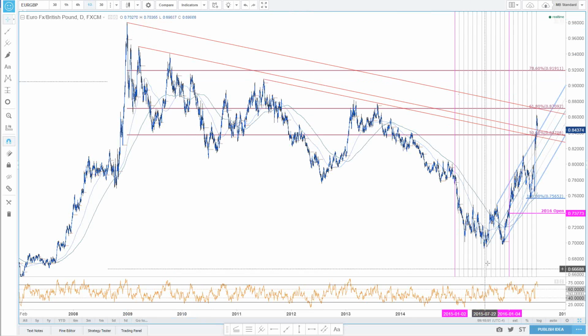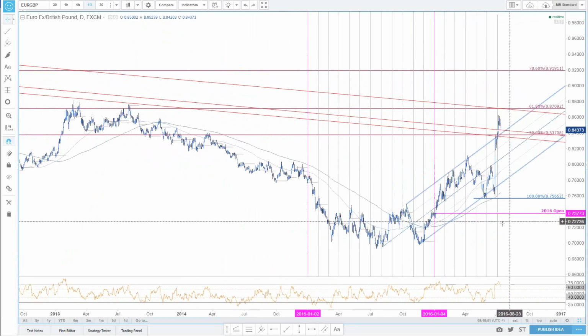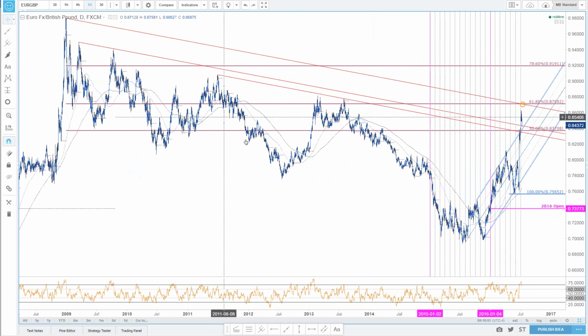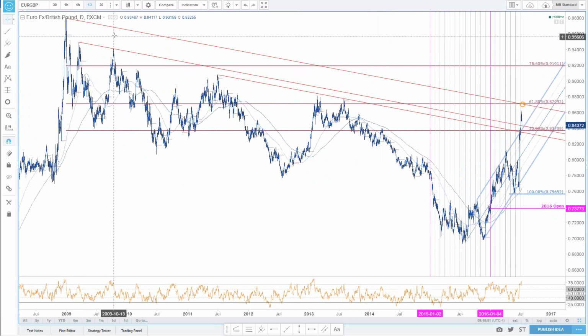That's interesting. So that's a pretty big region of resistance right there. 87.09 is going to be a basic 618 retracement from the ascent off the highs that he made in 2008. But it's also slope resistance.